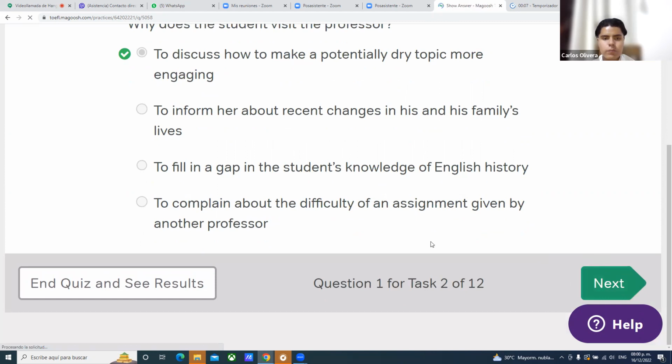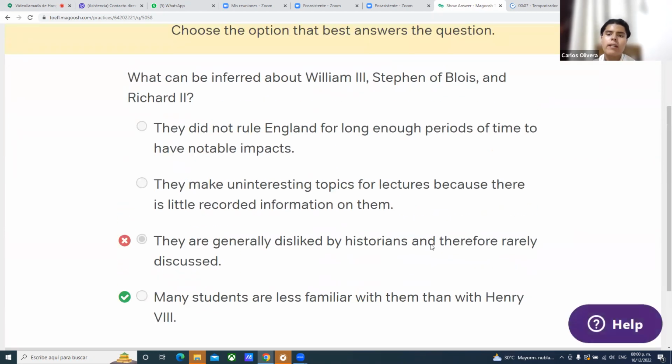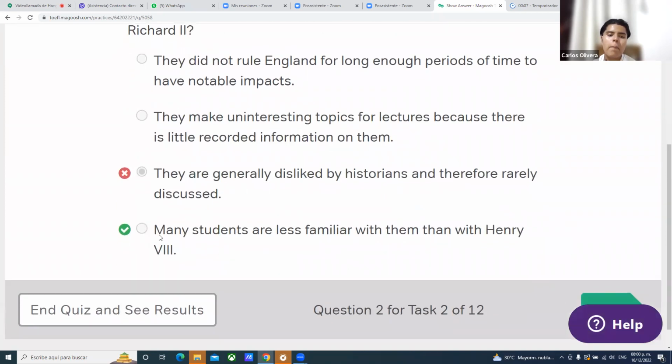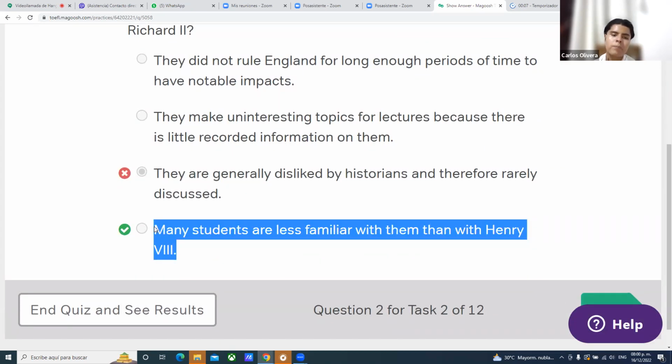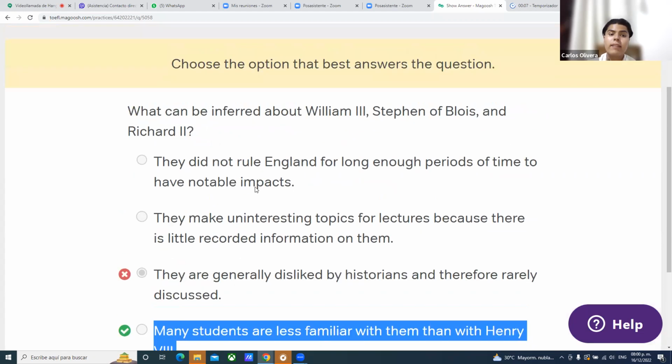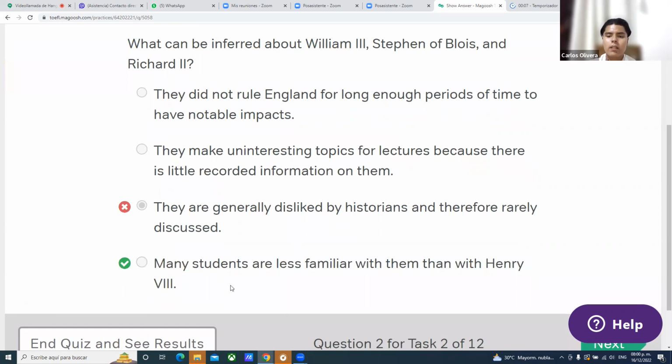So good. Second question, what can be inferred about William III, Stephen of Blois, and Richard II? Many students are less familiar with them than with Henry VIII. And you know why this is a correct answer? Because the student says, we don't listen as much about kings like William III, Stephen of Blois, and Richard II as we listen about Henry. So what can you infer out of that? That many students, if they don't hear much information about William, Stephen of Blois, and Richard, do not know as much about these kings as about Henry VIII. So that's what you can infer out of the information they give you for that particular sentence I'm mentioning, okay?